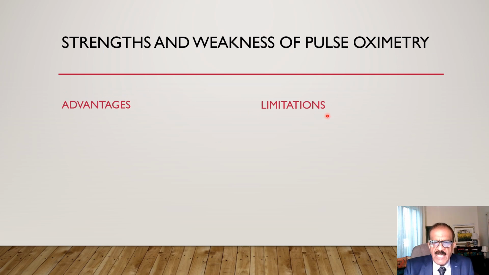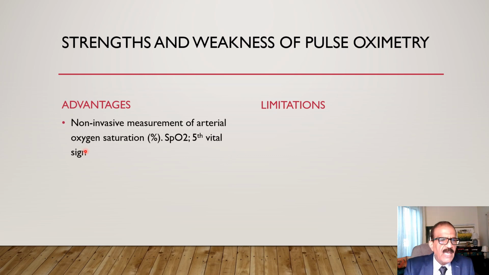Now let me give you the advantages and the limitations of this pulse oximetry. The advantage is, as compared to arterial blood gases, it is a non-invasive measurement of arterial oxygen saturation, measured as SpO2, right? And it can be considered the fifth vital sign, like heart rate, temperature, blood pressure, respiratory rate. This can be taken as the fifth vital sign because it is very easy to measure.